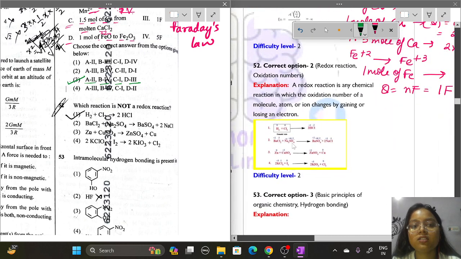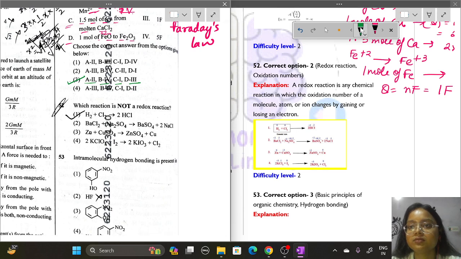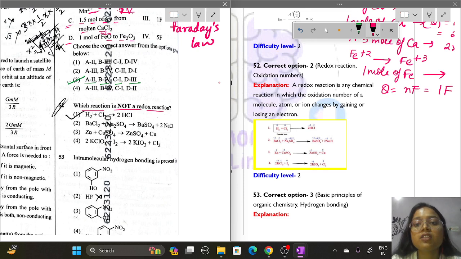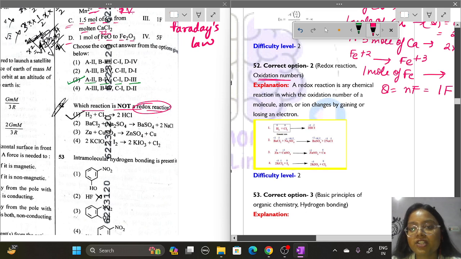Let us see question number 52. Which reaction is not a redox reaction? We have to find out. This is clearly a question from the redox reactions chapter, and its subtopic is oxidation number.